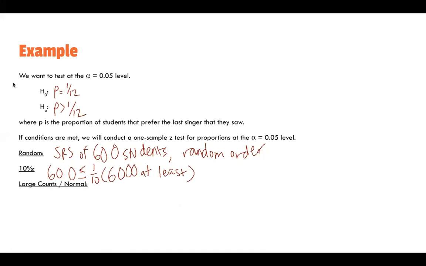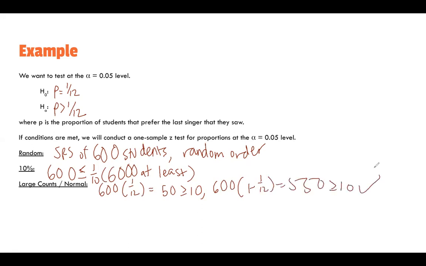And large counts or normal. Remember, we use p naught here. So n p naught, 600 times 1/12, is going to be equal to 50, which is greater than or equal to 10. And then we have n times 1 minus p naught, 600 times 1 minus 1/12, we know that's going to be equal to 550, which is also greater than or equal to 10. So all three of our conditions actually work. Surprising, I know.